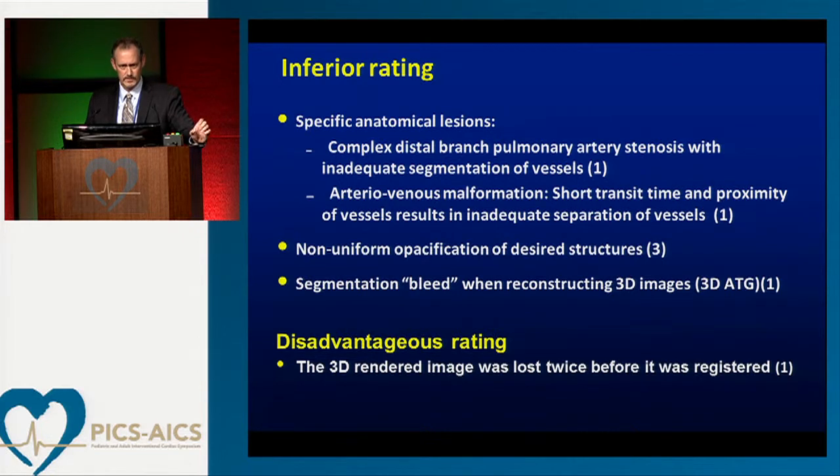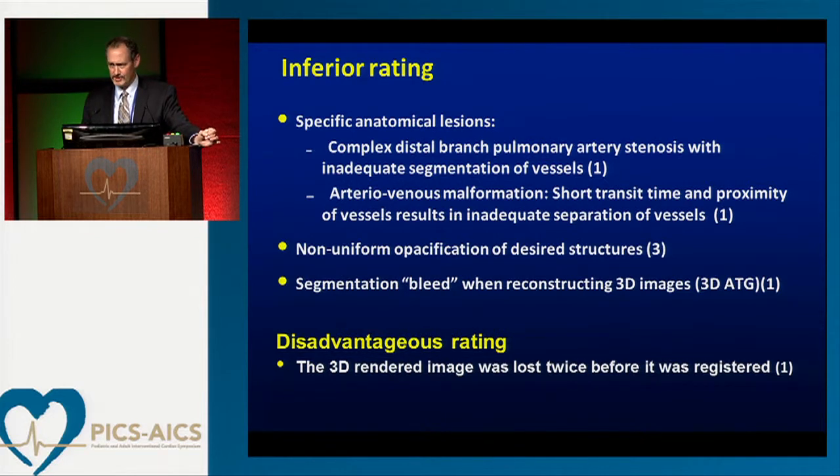We had a couple of cases. One example would be a Fontan with collateral flow that was non-opacified from some of the branch pulmonary arteries. And early in our experience, we were using a more cumbersome system that we had to segment in, and the segmentation allowed bleeding where we would try to paint in structures. So that one actually we listed as being inferior as well.